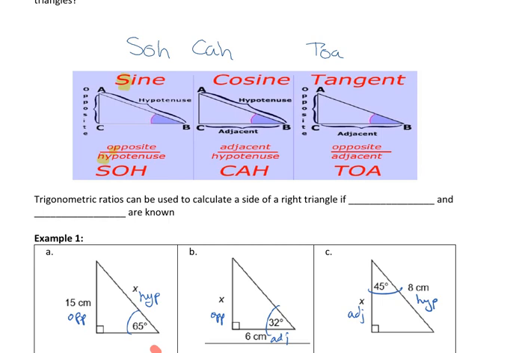CAH represents the C in cosine, adjacent over hypotenuse. TOA, tangent, opposite over adjacent. Okay? So this is where the acronym SOHCAHTOA comes from. So you write it down and then you think about, okay, I have the opposite and the adjacent, then I'm going to have to use tan. I have the adjacent and the hypotenuse, then I'm going to have to use cosine. So it helps you know which formula you're going to use.